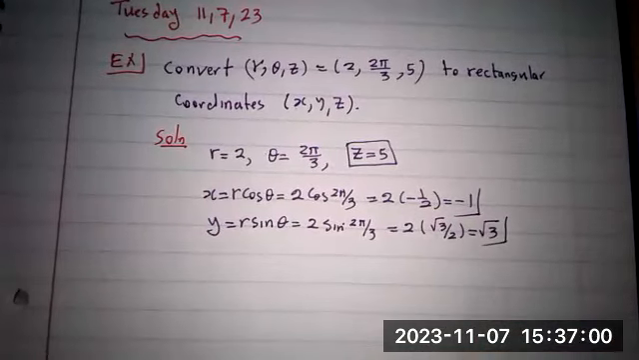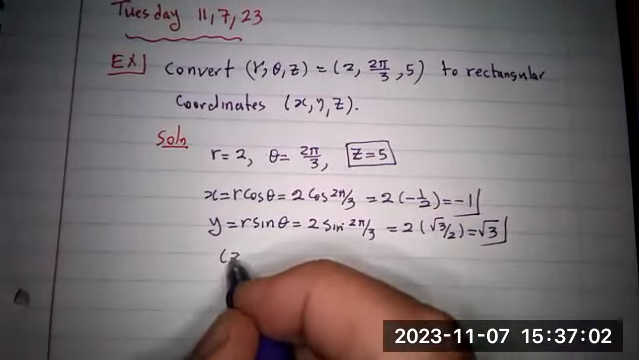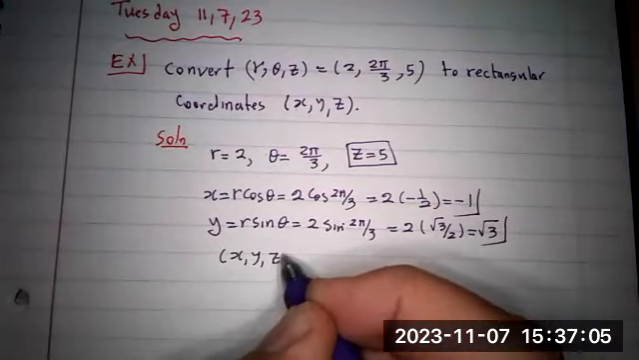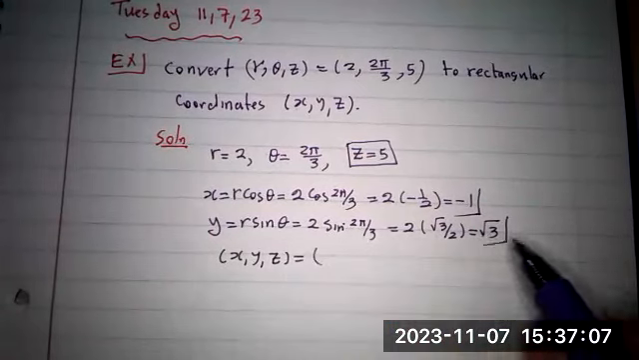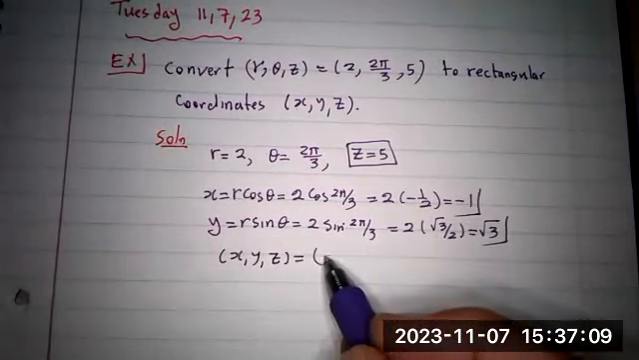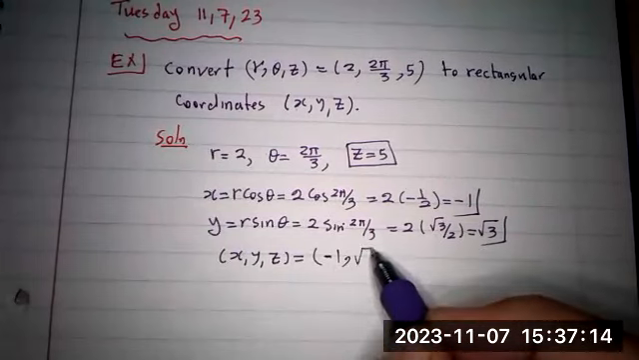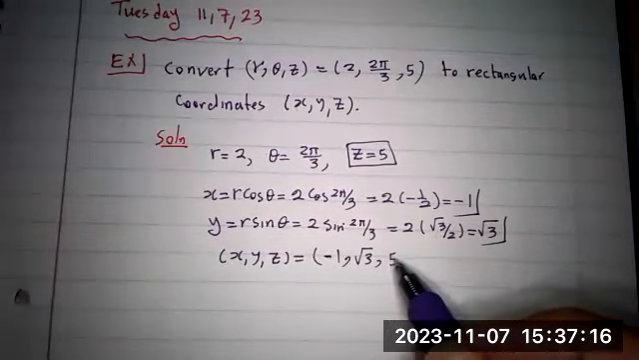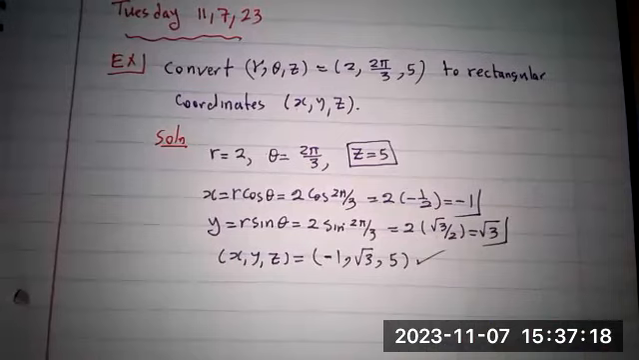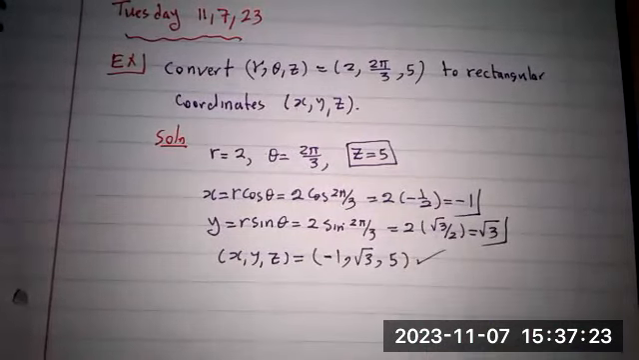That's it. So the point in x, y, z coordinates would be represented by what? Your x is -1, and your y is radical 3, and your z is 5, and then you're done. So it's a conversion of the representation of the point from cylindrical coordinates into xyz. Any question? Because the z is fixed and the leftover is polar coordinates.